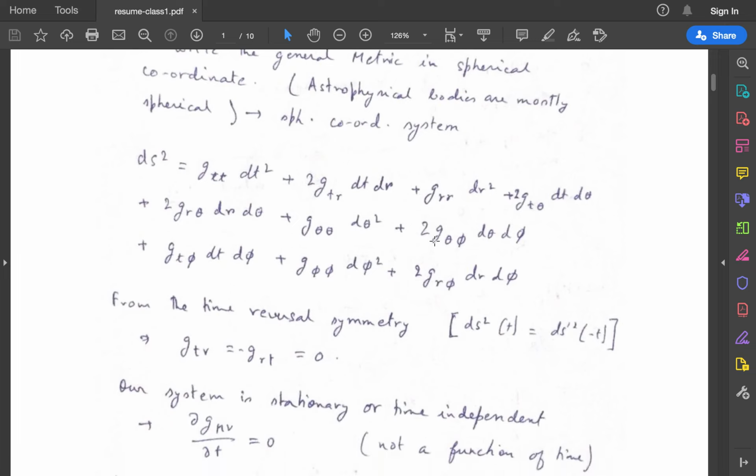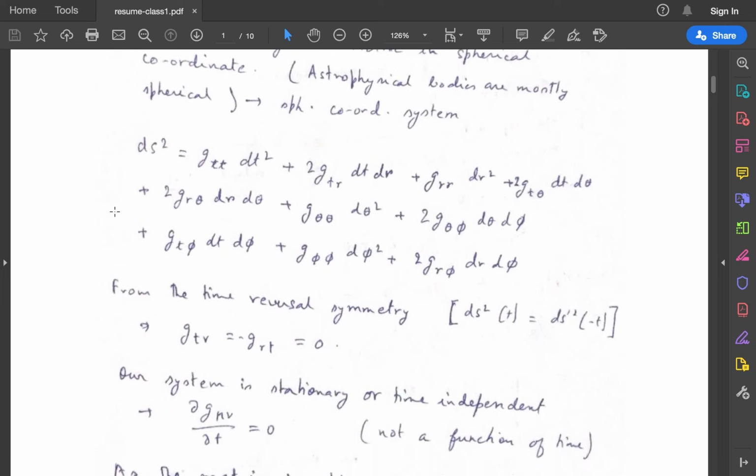So in a spherical coordinate system, the metric will be of this form: ds squared. All the terms will be there. This g_tt comes with dt squared, g_tr comes with dt dr, and there are these diagonal terms g_rr, g_theta theta, and g_phi phi, and along with this all the off-diagonal terms are there, and this is a symmetric matrix, so this 2 comes for the off-diagonal terms.